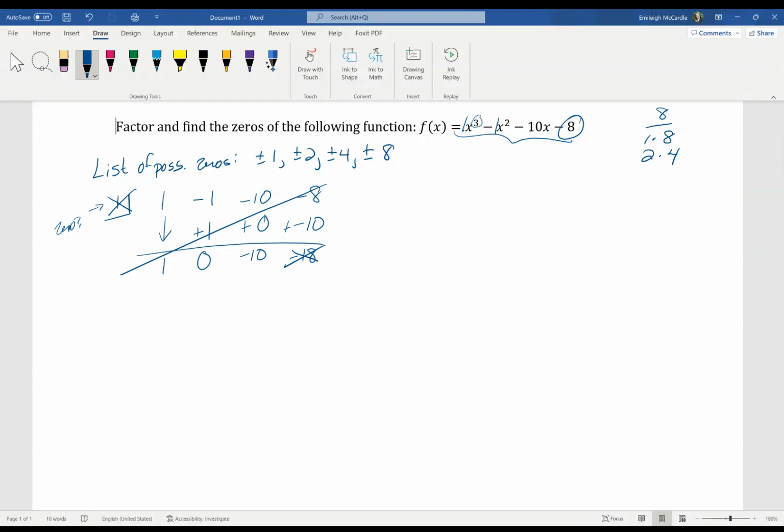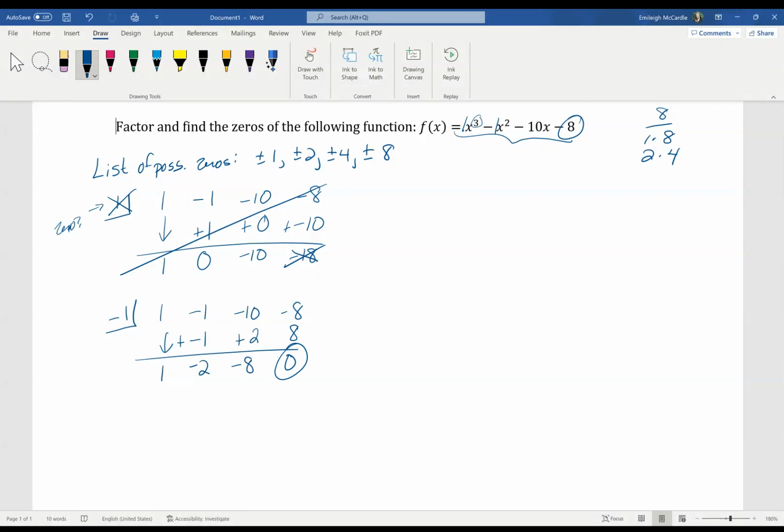From here, let's try -1 using those same coefficients, 1, -1, -10, and -8. Bringing down the first number, 1, -1 times 1 is -1. Adding, we get -2. Multiply, we get 2. Add, we get -8. Multiply by that -1, we get +8. This is going to give us a remainder of 0, which is going to tell us a lot of things. I do want to caution everybody doing this to be very careful with all these negative signs being multiplied and then added.